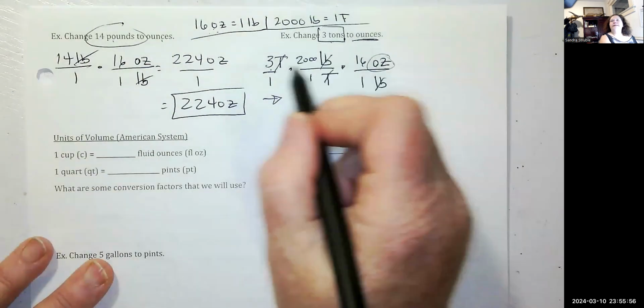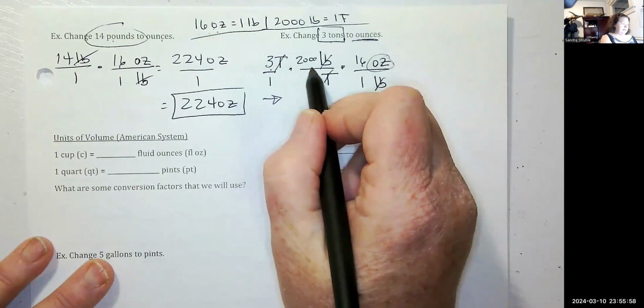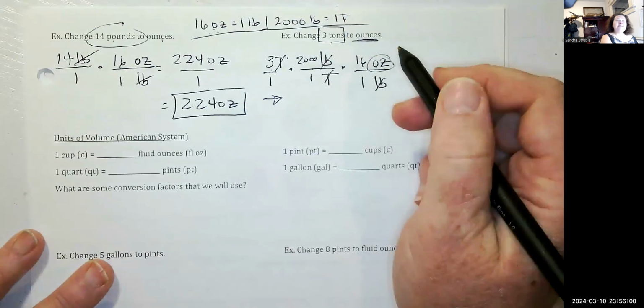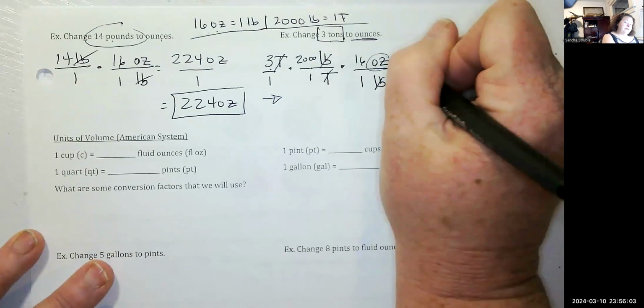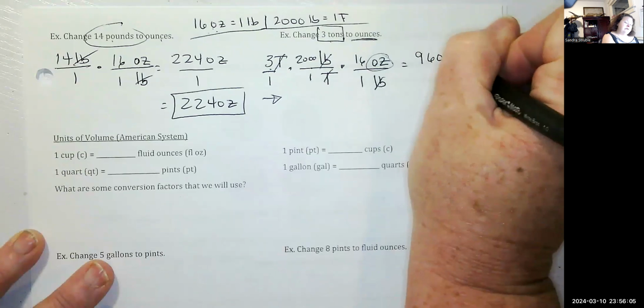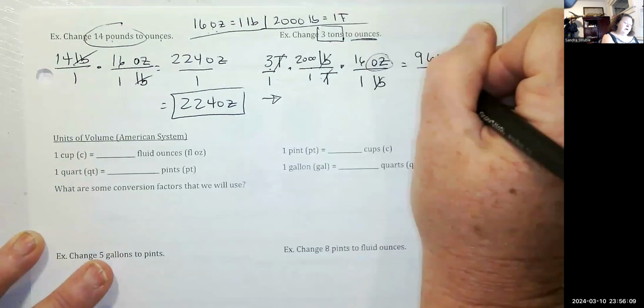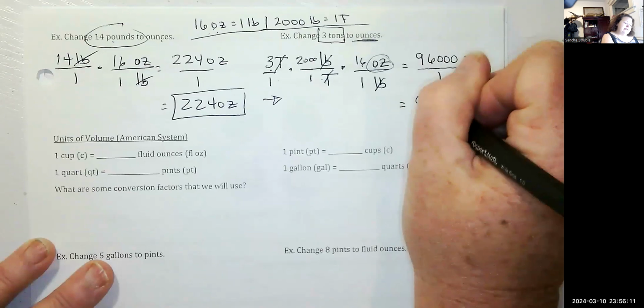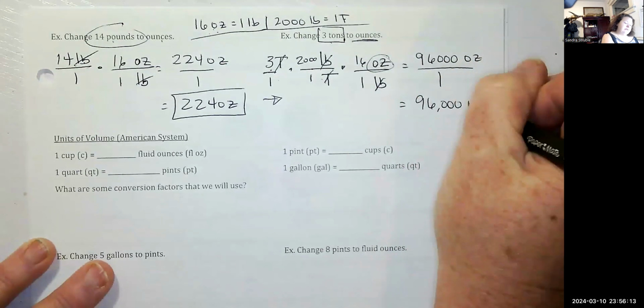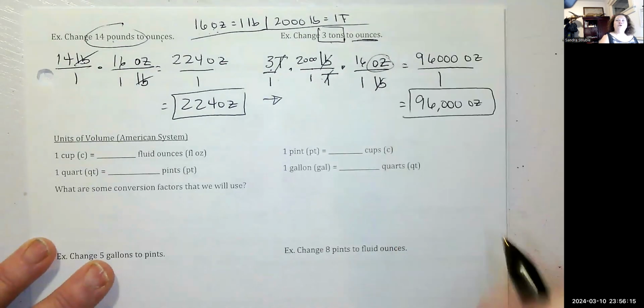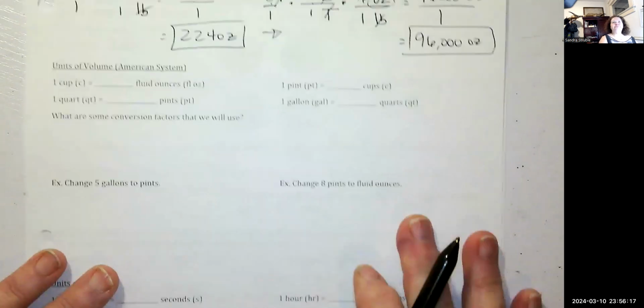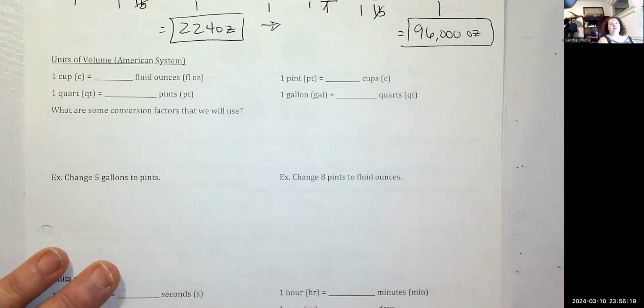Cool. 3 times 2,000 is 6,000. 6,000 times 16 is 96,000. And this is ounces divided by 1 times 1 times 1, which is 1. Dividing that is 96,000 ounces. Cool beans. Next victim. Units of volume.